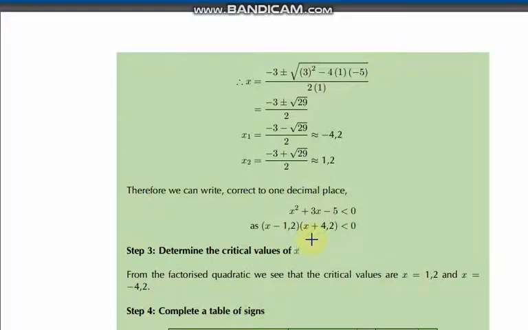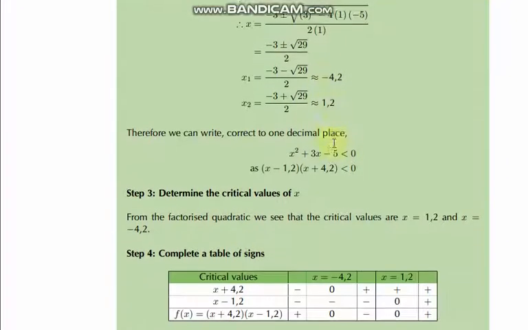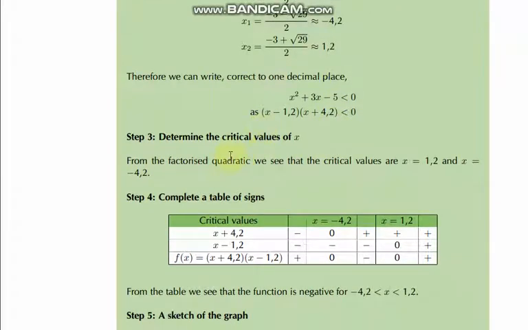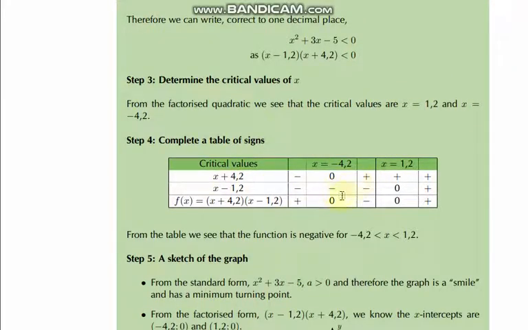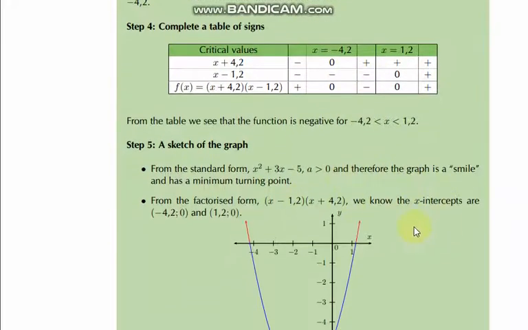so we're going to have that in a factors form like that, and we can determine our critical values. It's x is equal to minus 4.2 and x is equal to 1.2, right? Those are our critical values. I'll skip this table form and I'll go straight there, right?